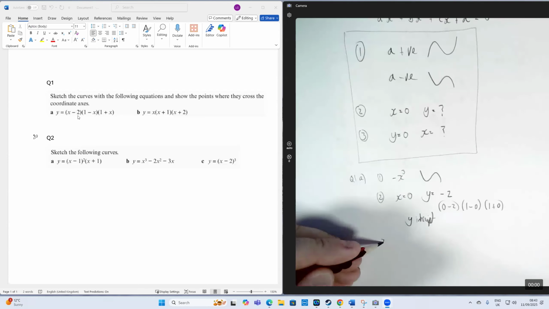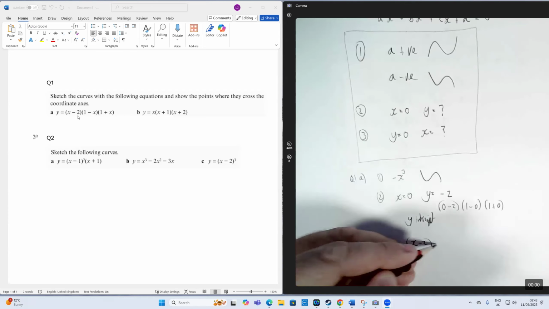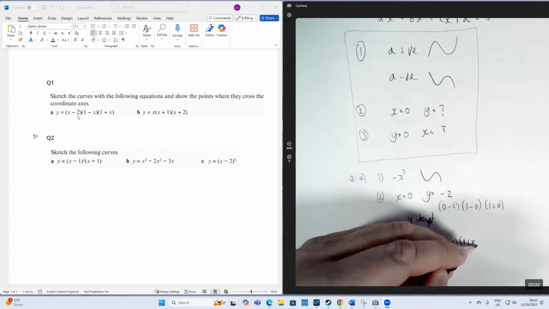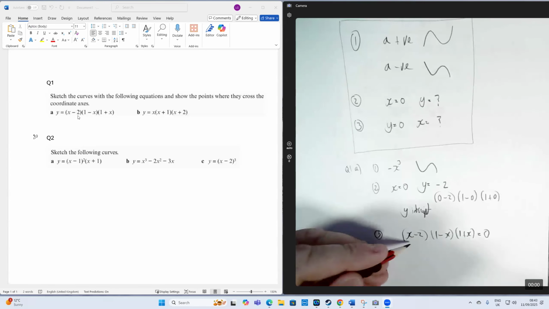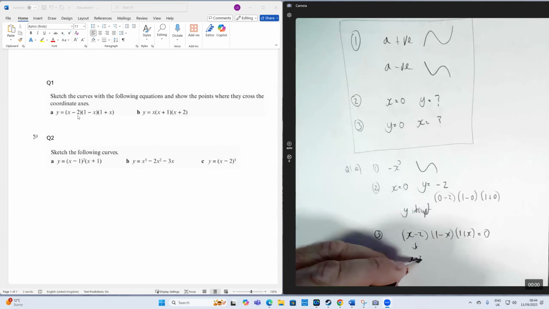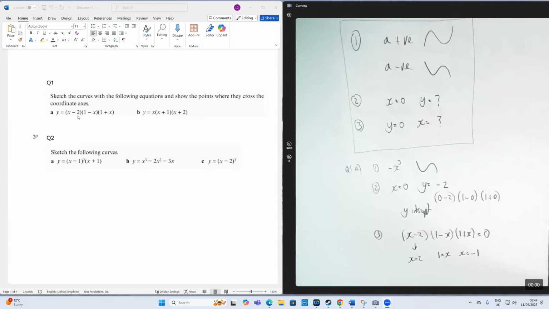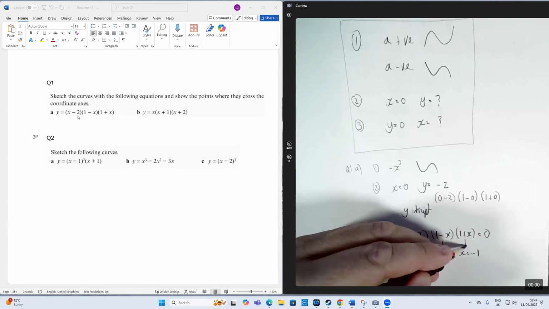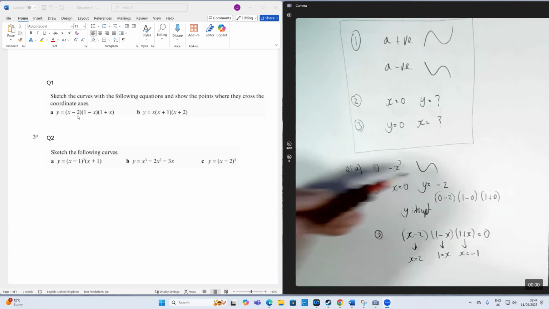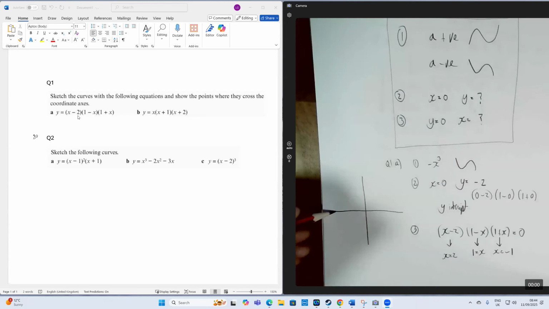And then our third question, number 3, when y is 0, what is x? So that means we've got x minus 2 times 1 minus x times 1 add x is equal to 0. So this is basically just solving it, finding out where it cuts the x-axis. So this is going to be x is 2, 1 is equal to x, and x is equal to minus 1. Okay, so we found the 3 points of intersection with the x-axis, the y-axis, so 1 point, and the general shape. Now this is enough information for us to be able to piece all of these pieces of information together to do our sketch now.